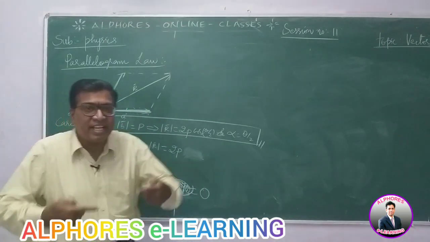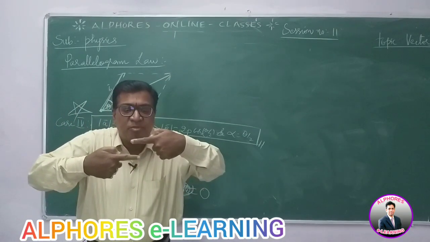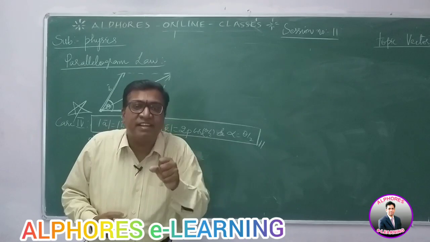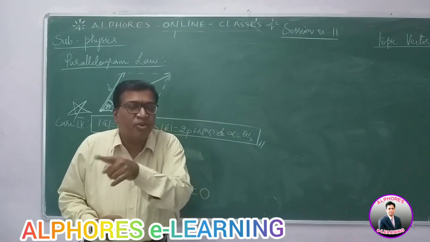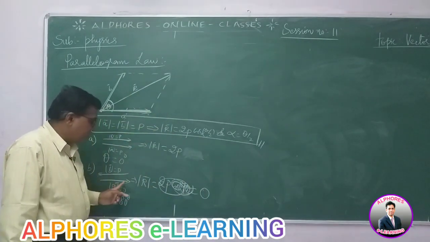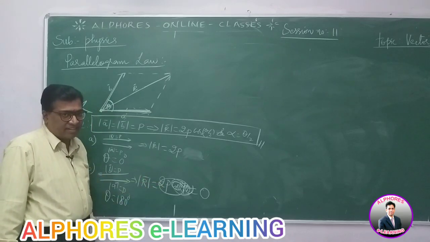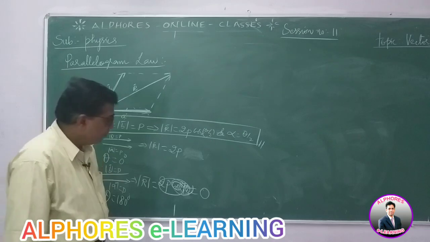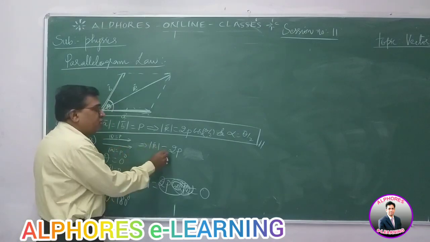Both are equal and opposite. Two equal and opposite vectors cancel one another. Opposite vectors, negative vectors, cancel one another and produce a null vector. So here the resultant is a null vector. If theta is 180, you get a null vector. And if theta is 0, it's 2P.